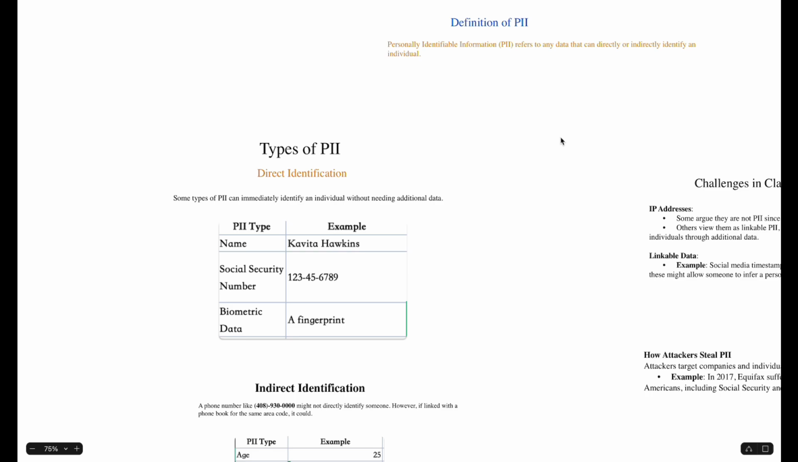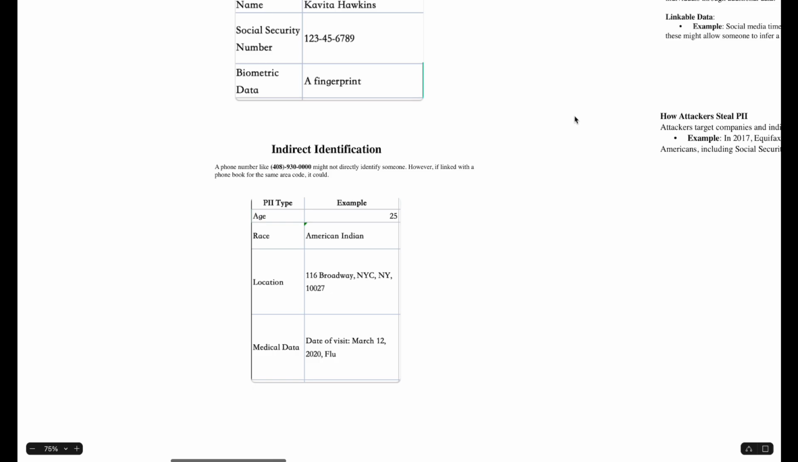So this means that some types of PII can be immediately noticed without needing any additional data. For example, there's an example here: your name, your social security number, biometric data, so if we put fingerprint. And then we have indirect identification. So other types of identifying data could be like race, location, medical data, something like that. So they may not directly identify the individual, but can also reveal some of your information when they combine together and relate with each other.